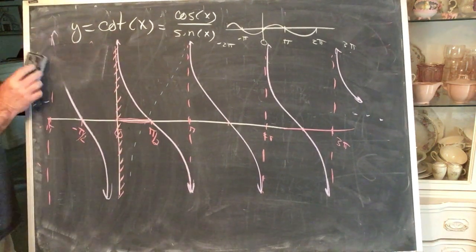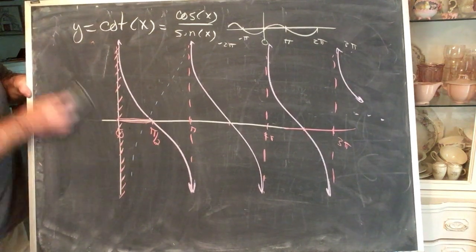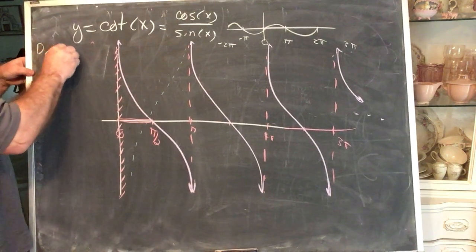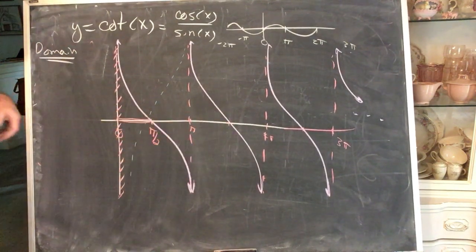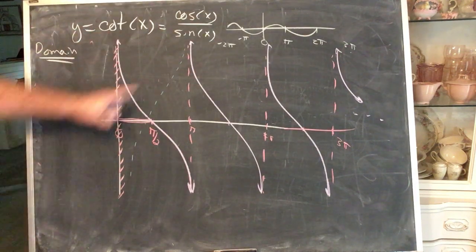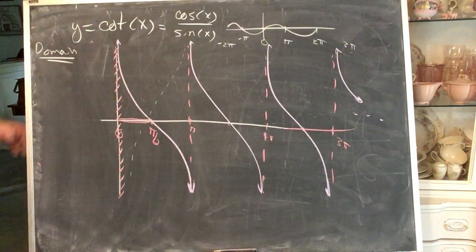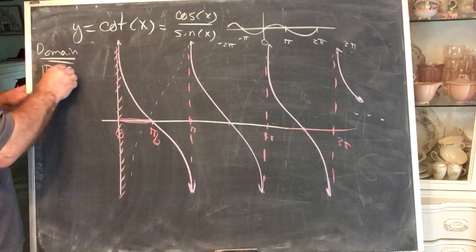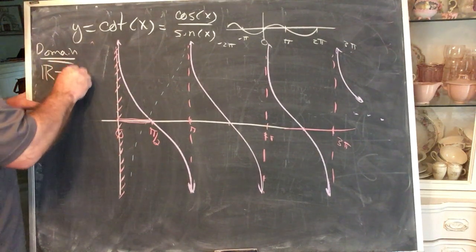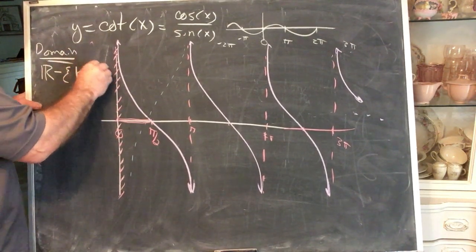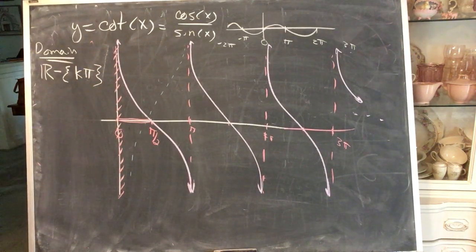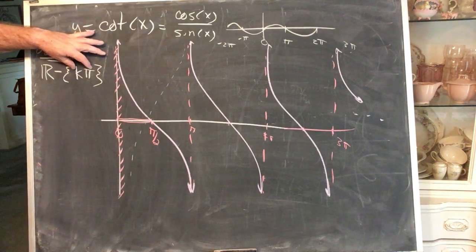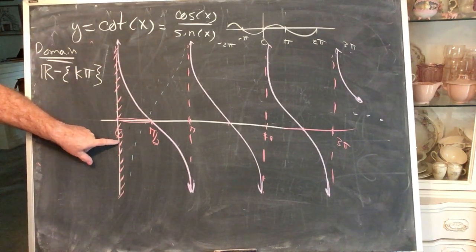Now, let me get some space over here. Let's talk about the properties. Domain. Well, the domain is all the real numbers except we need to throw out the vertical asymptotes. And the vertical asymptotes occur, as we said earlier, at the integer multiples of pi. So the domain is all the real numbers except k times pi, where k is allowed to be any integer, any one of the whole numbers or their negatives. If k is 0, then this is 0 times pi, which is 0. We've thrown out 0. There's a vertical asymptote there.